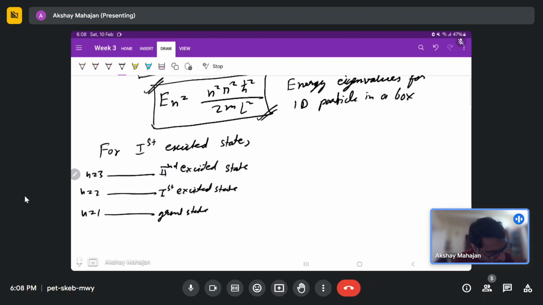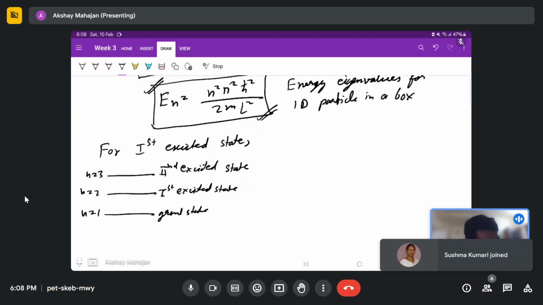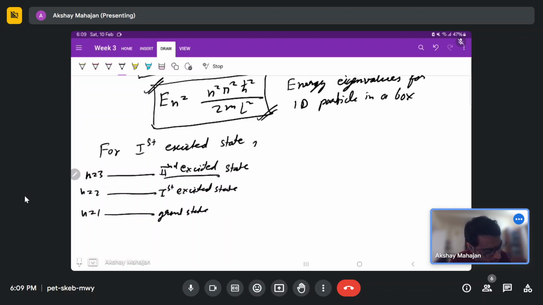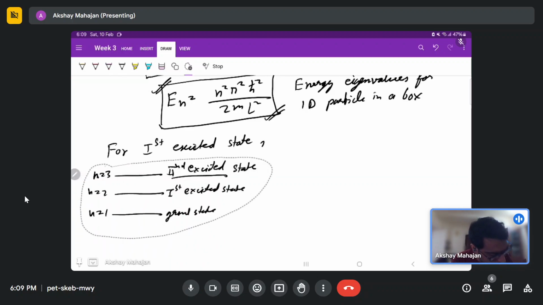This is just for precaution, because sometimes in problems people get confused. It is given second excited state and they take n equals 2. But for second excited state, remember that n will be equal to 3. For this problem it is already given in the problem, and let me just mark it in some different color. Okay, so this is just for your information. This is not important for this.